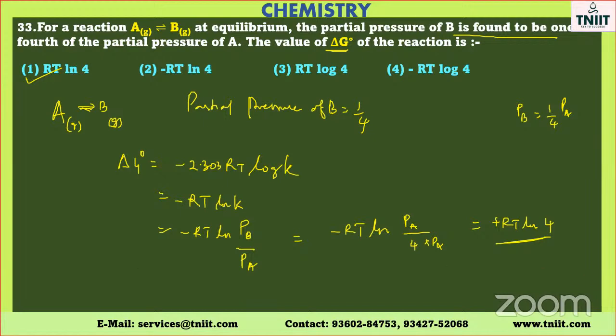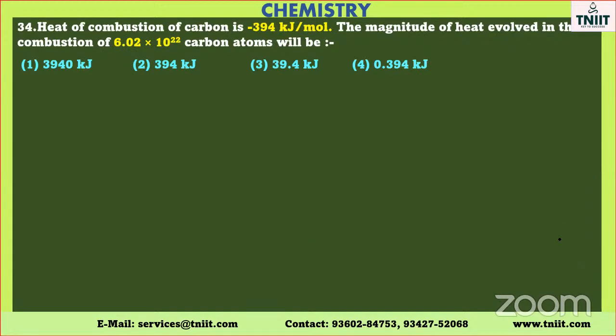So the next question. Heat of combustion. Heat of combustion of carbon is minus 394 kilojoules per mole. The magnitude of heat evolved in the combustion of 6.02 into 10 power 22 carbon atoms will be.